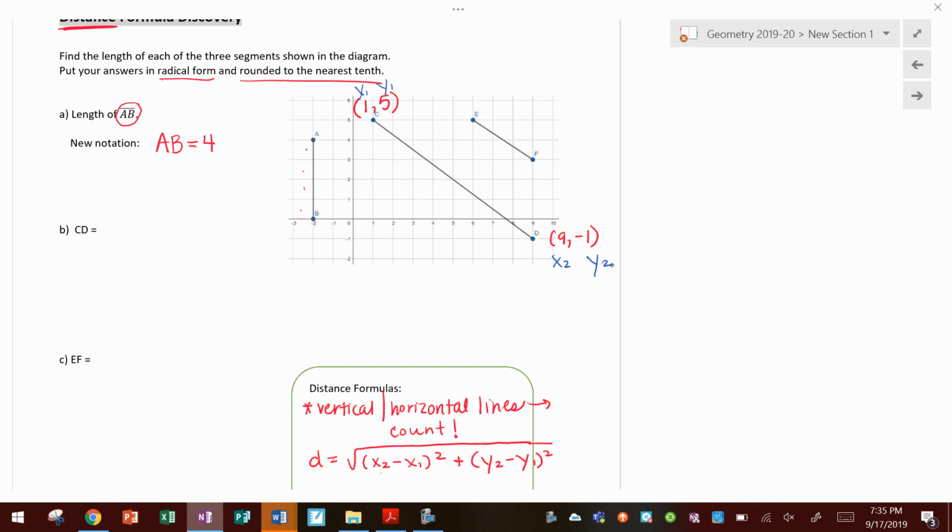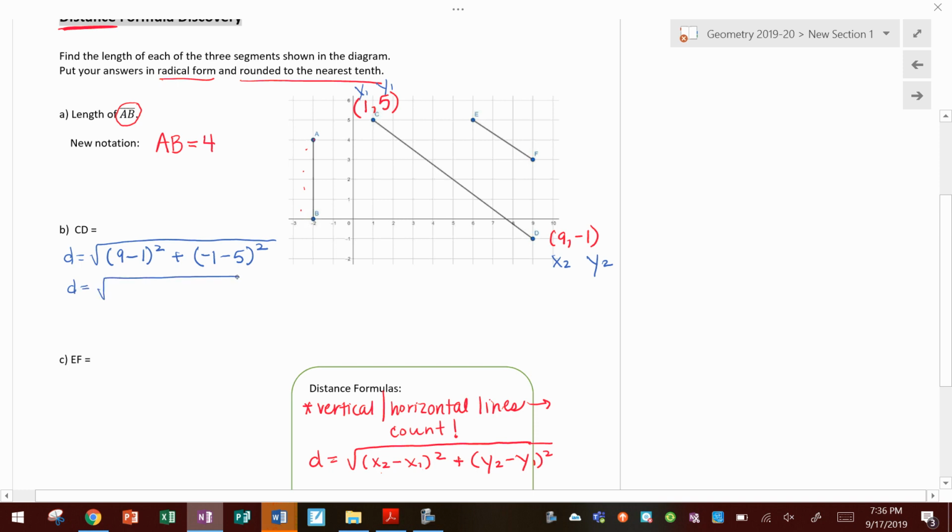Okay, so here we go. Distance between C and D. We're going to do distance equals the square root of x2 minus x1. So in parentheses, 9 minus 1, and then square it, plus the same thing with the y's: -1 minus 5, square that as well.